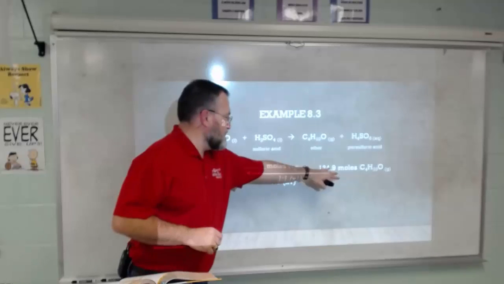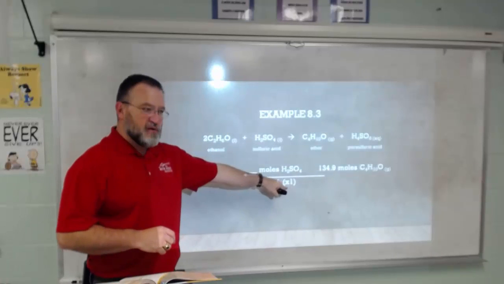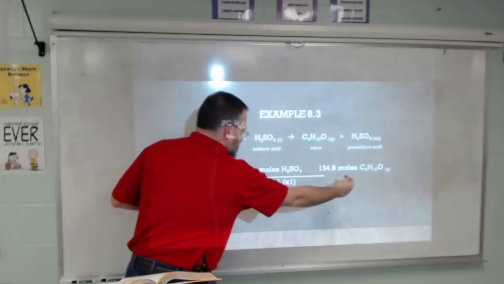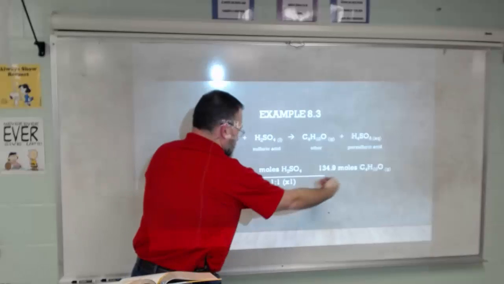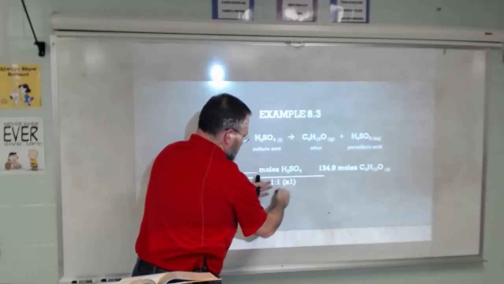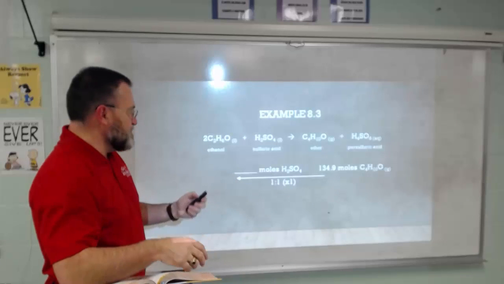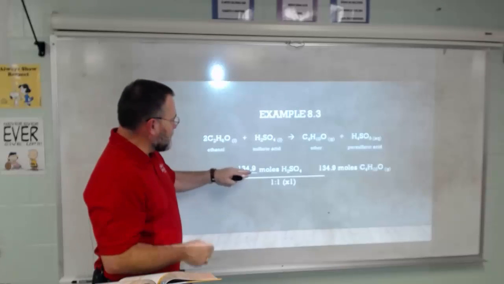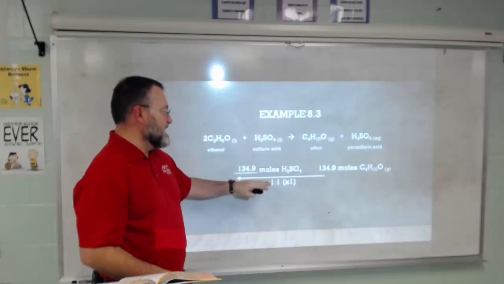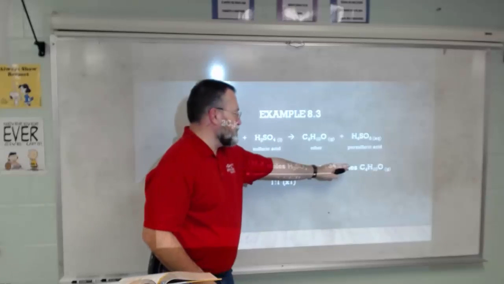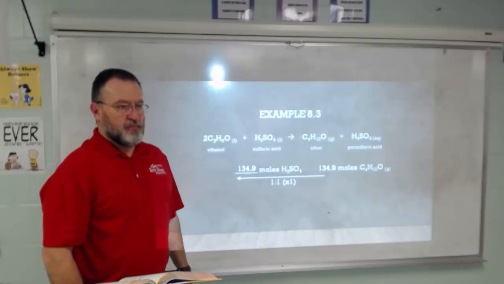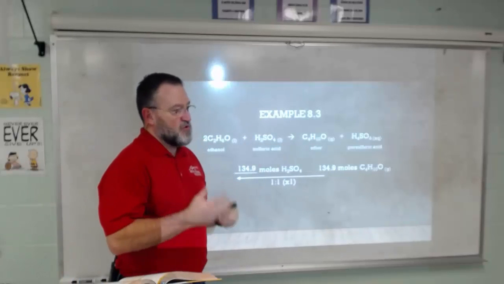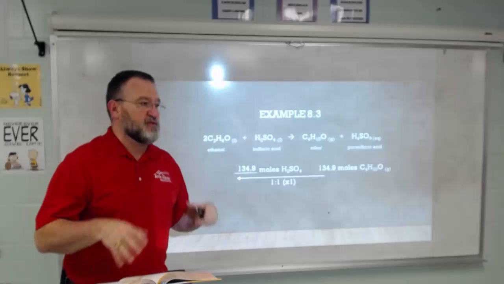So write down my known, my unknown, their relationship. And here I'm showing again, it's a multiplier of one. Remember, the technique is as you move in the direction of the arrow from your known to your unknown, whichever number you hit in the relationship first, that one goes below. So it's 1/1 or 1, which means we need exactly the same number of moles. We require 134.9 moles of sulfuric acid in order to produce 134.9 moles of ether. Because the balanced reaction equation shows us that there is a one-to-one relationship, the same number of moles, not the same number of grams, the same number of moles.